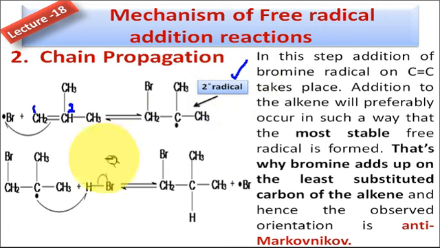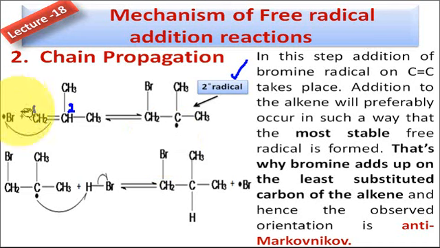Consider that when this bromine radical attacks the second carbon atom, the bromine forms a bond with the second carbon atom and the radical is present here. So formation of the primary radical takes place.